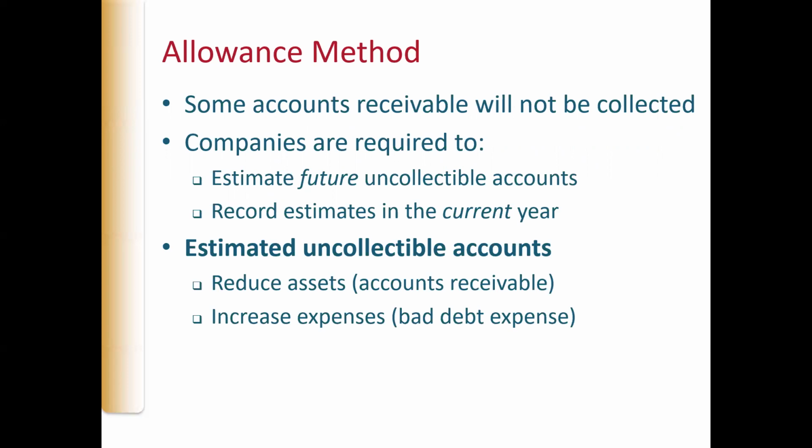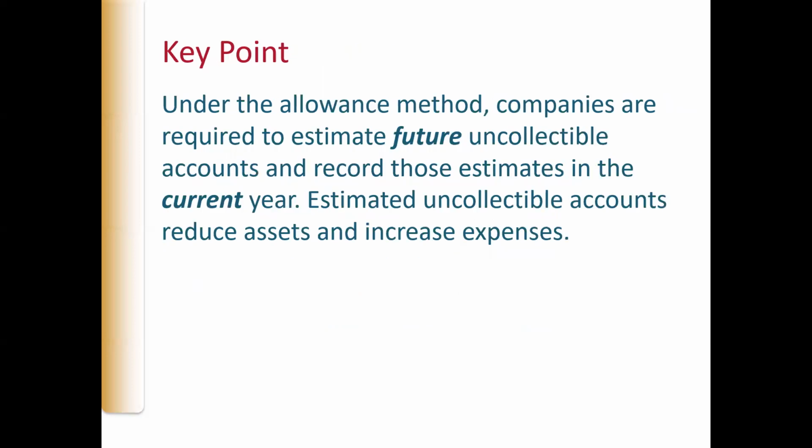What this does is reduce our accounts receivable asset, and it also gives us a bad debt expense in the year in which we make those revenues. Think about it. We're selling something today, but we might not get paid for it until in the future. We don't know who's not going to pay. But remember how we need to record our cost of doing business with the revenues they help to generate? So that bad debt expense, even though we don't know what it's going to be, we need to estimate it.